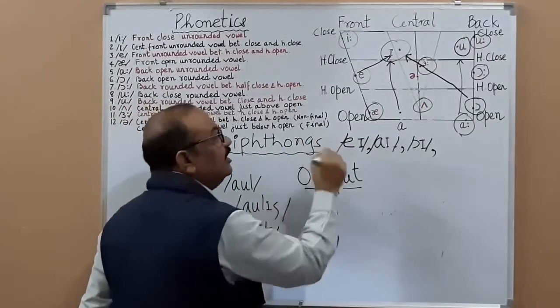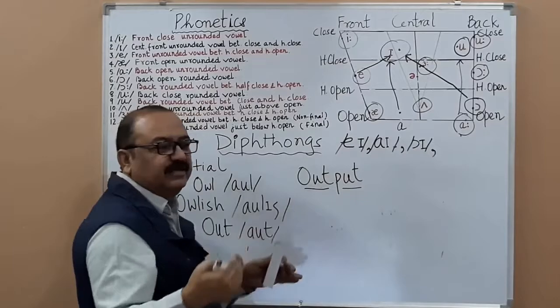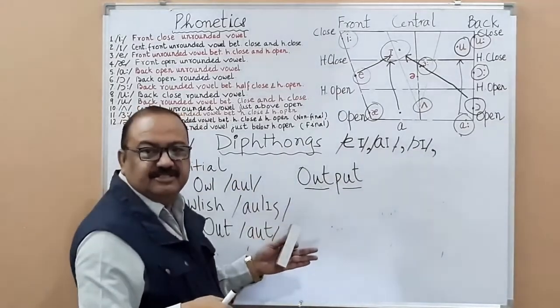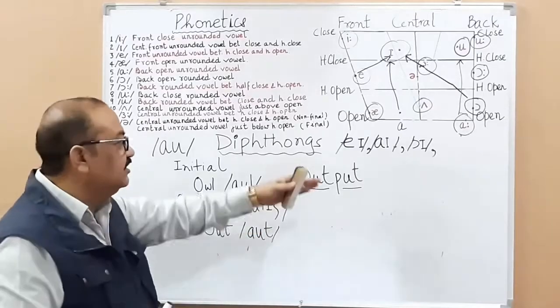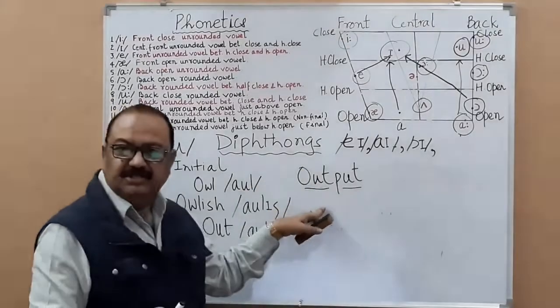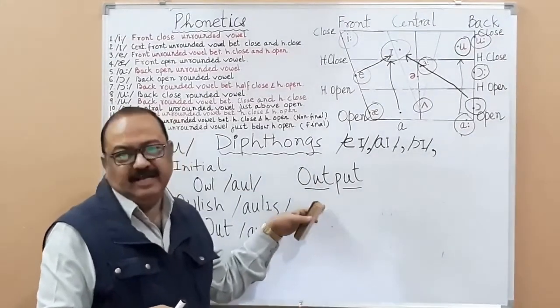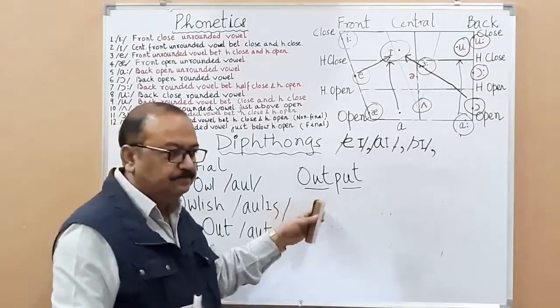There's not only diphthongs. I must say that you need phonetic symbols here. You need IPA, International Phonetic Alphabet. That's why the need was felt, because English is not a phonetic language, as I've been saying.